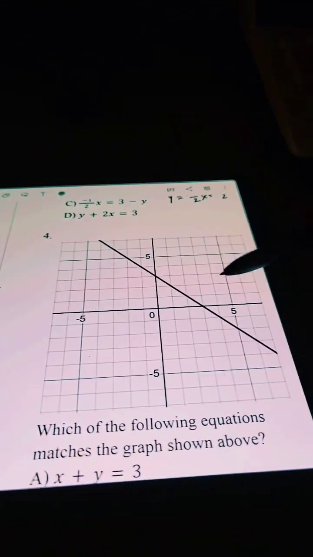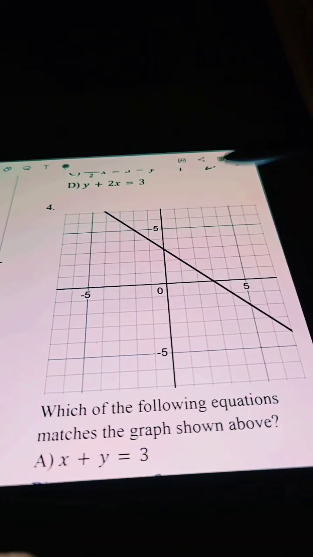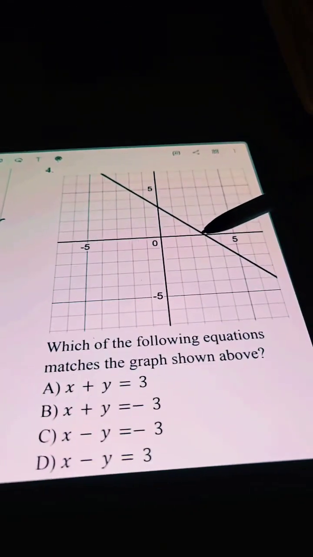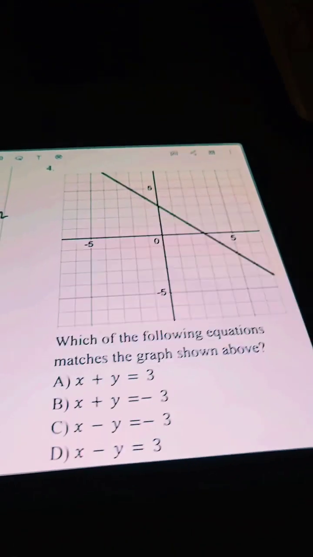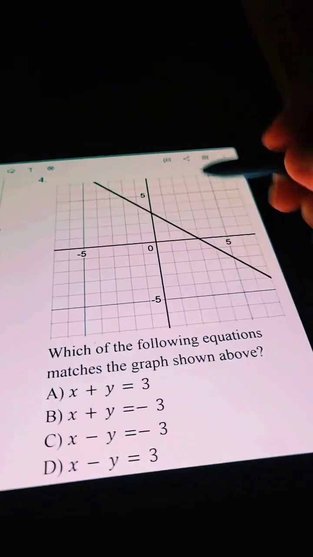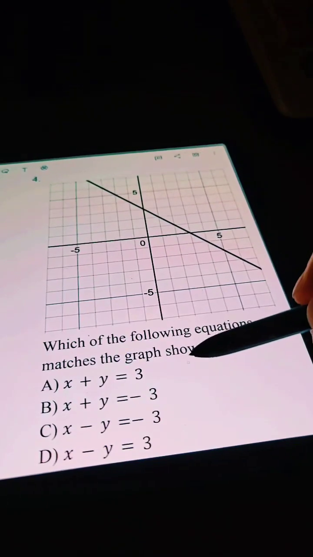So let's go to number 4. For number 4, we have this graph right here, and we want to know which of these equations matches that graph. Now, again, there's several things that you can do, but the most efficient is going to be the y equals mx plus b thing, typically.